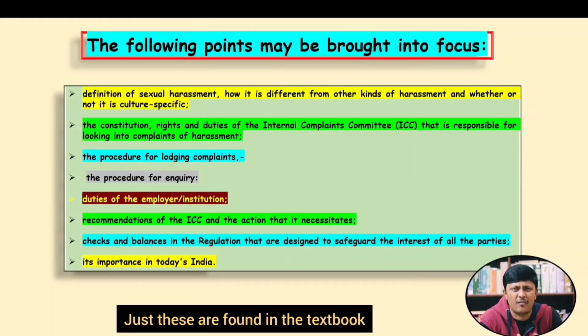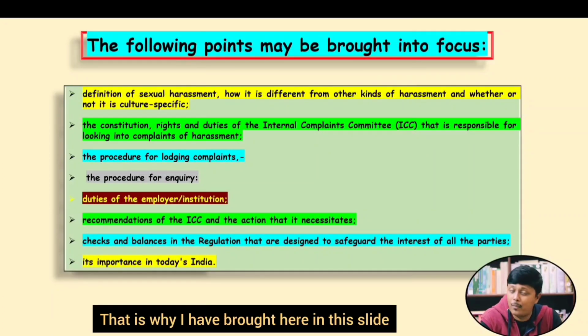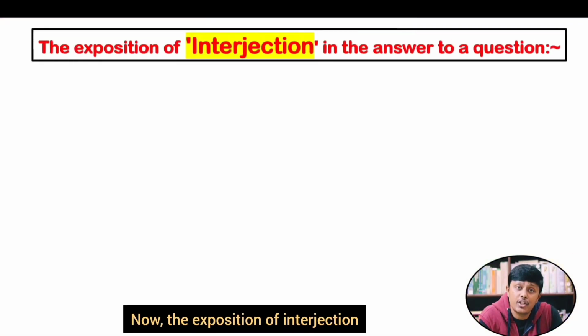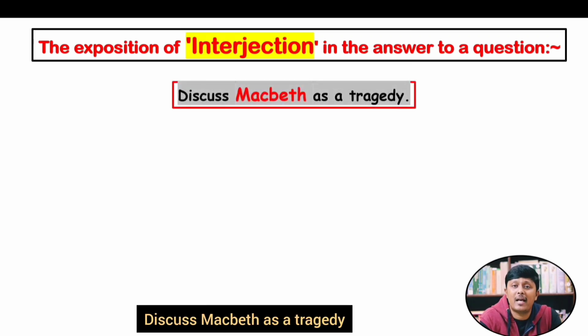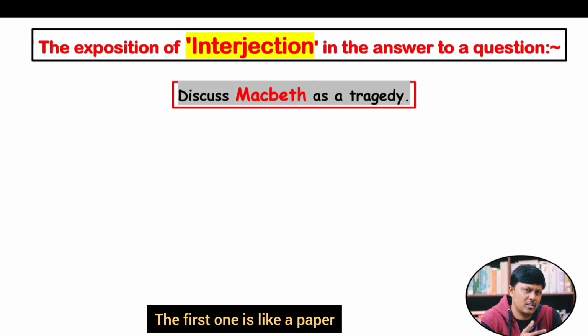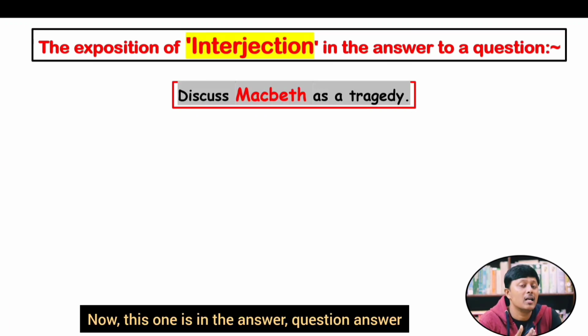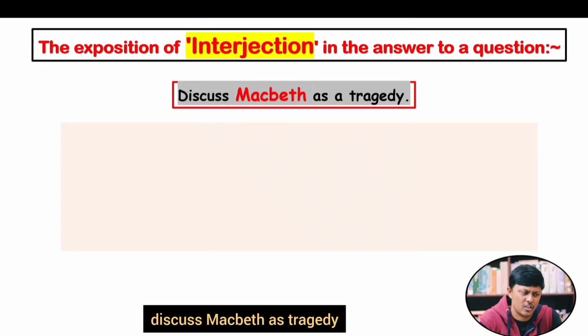Just these are found in the textbook. These are found in the source. That is why I have brought them here in this slide. Now, the exposition of the interjection, as I proposed earlier in the answer to a question: how to discuss Macbeth as a tragedy. The first one is like a paper. Now, this one is in the question-answer. The same question is here: discuss Macbeth as a tragedy.